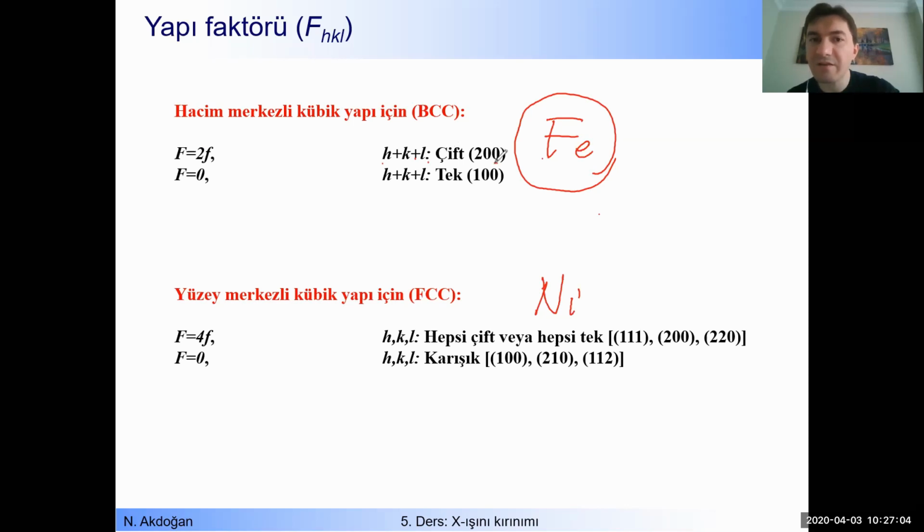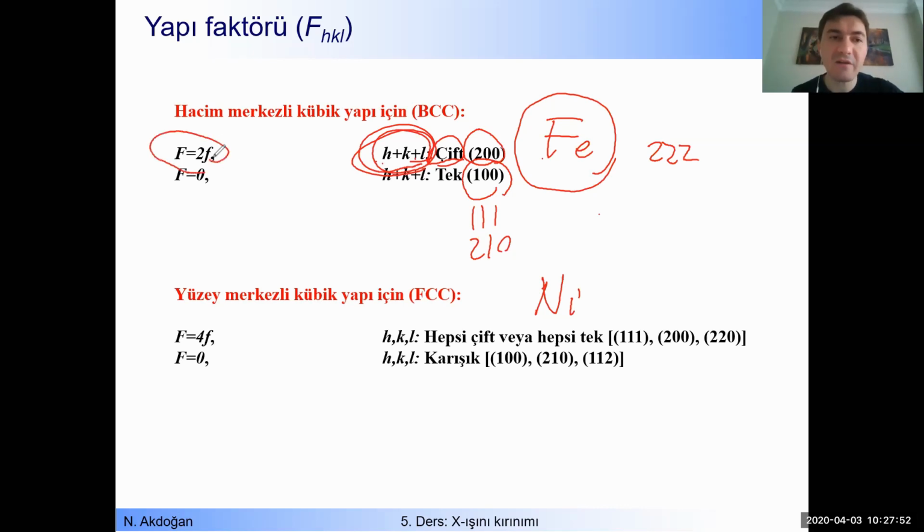For example, you can get signal from 200 plane. You can get signal from 222 plane because it gives us an even number, okay? But from 100 plane or 111 plane, or let's say 210 planes, you cannot get anything if you are investigating iron by using X-ray diffraction, because the algebraic sum of the HKL numbers does not give an even number in total.